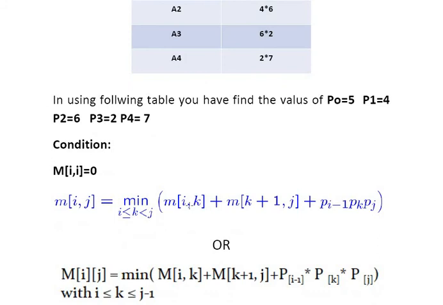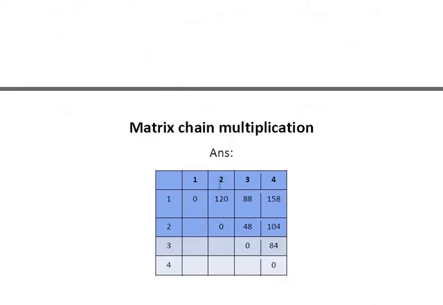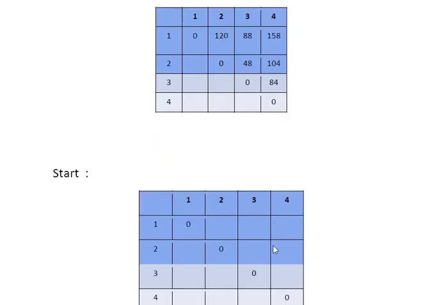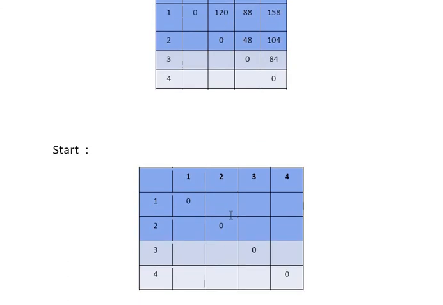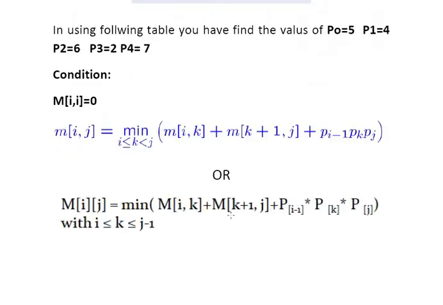You create one table. You saw that for 1, 2, 3 and 4 we created the table, and this is a blank table we have created. And now the condition is important. We use this condition, which is very easy: m of i i equal to 0. It means m of 1 1, 2 2, 3 3, 4 4, all the values are 0.